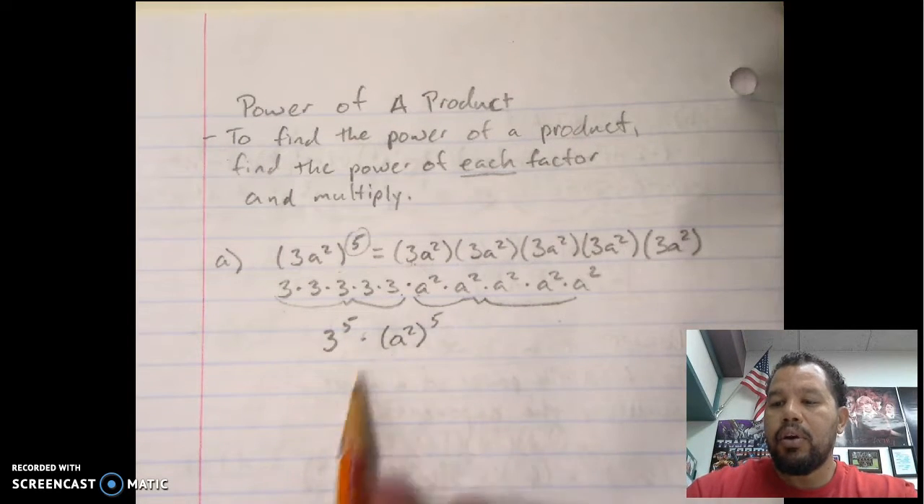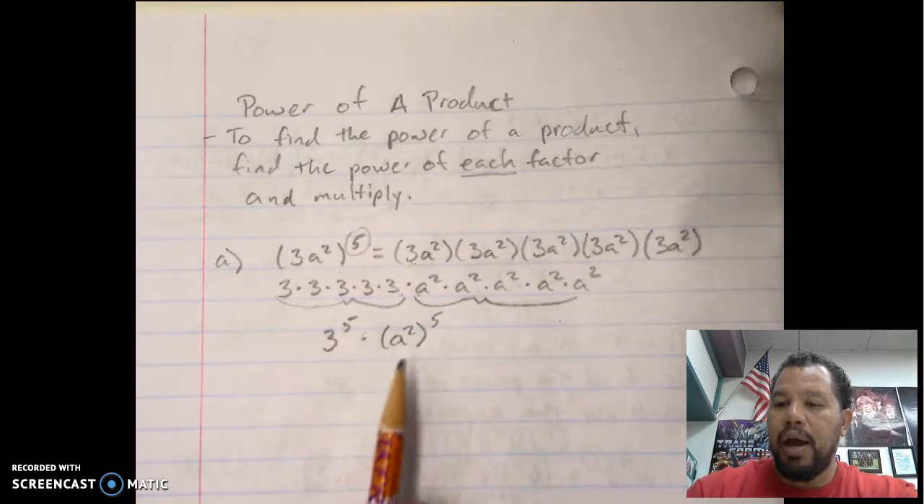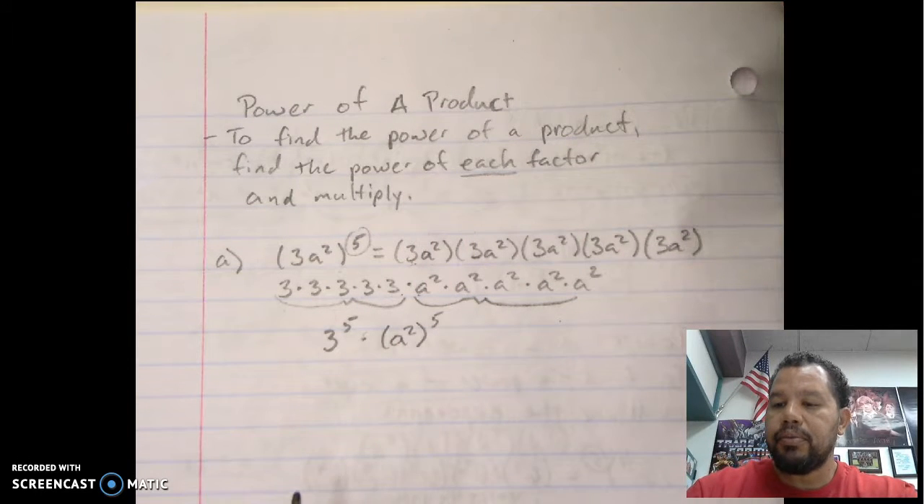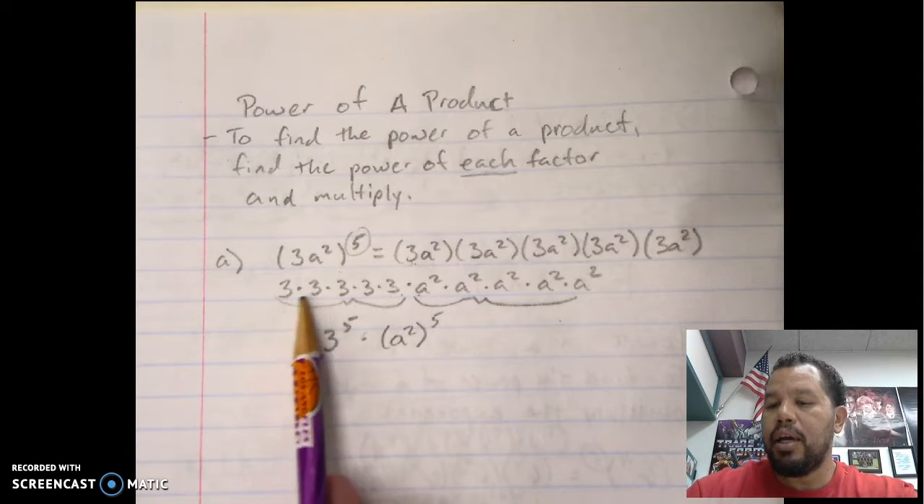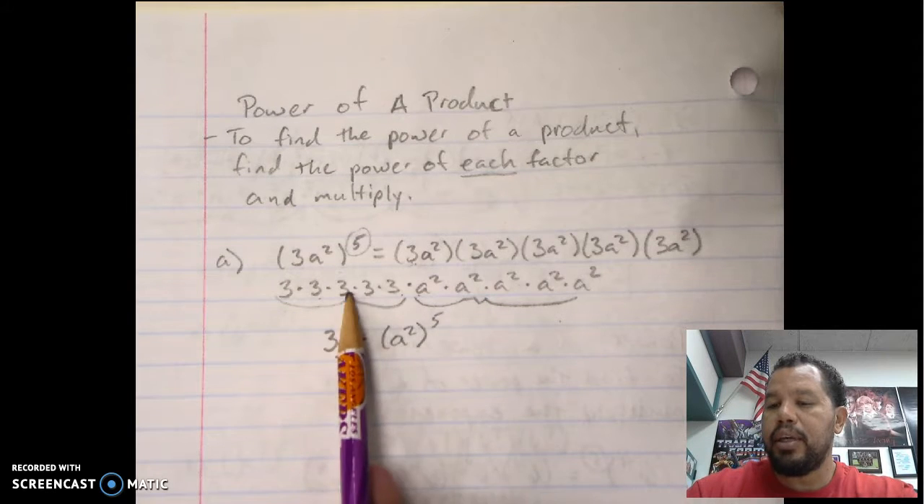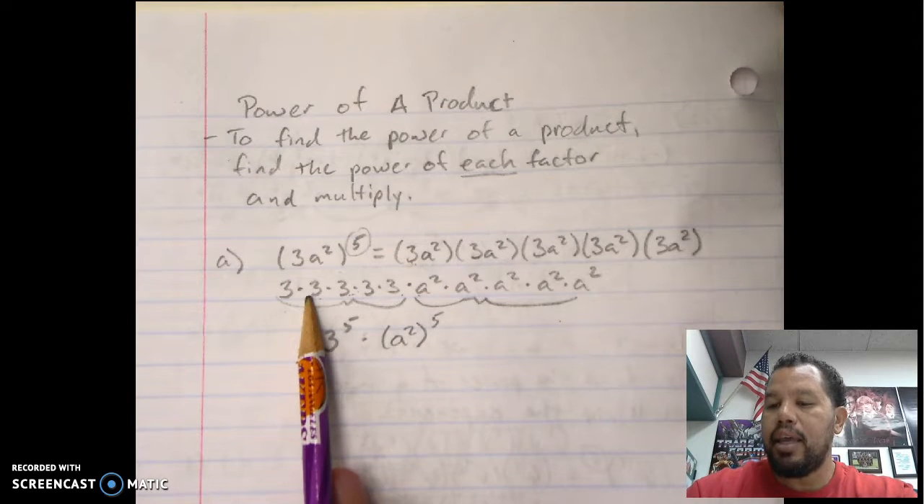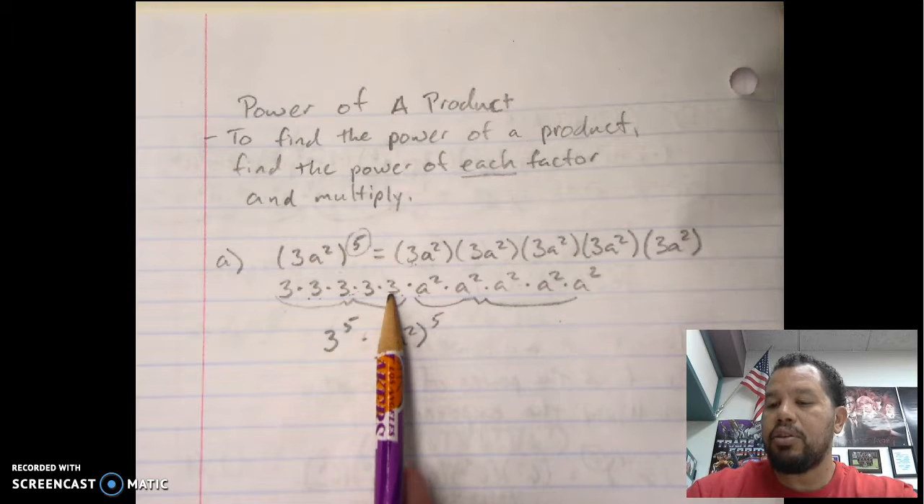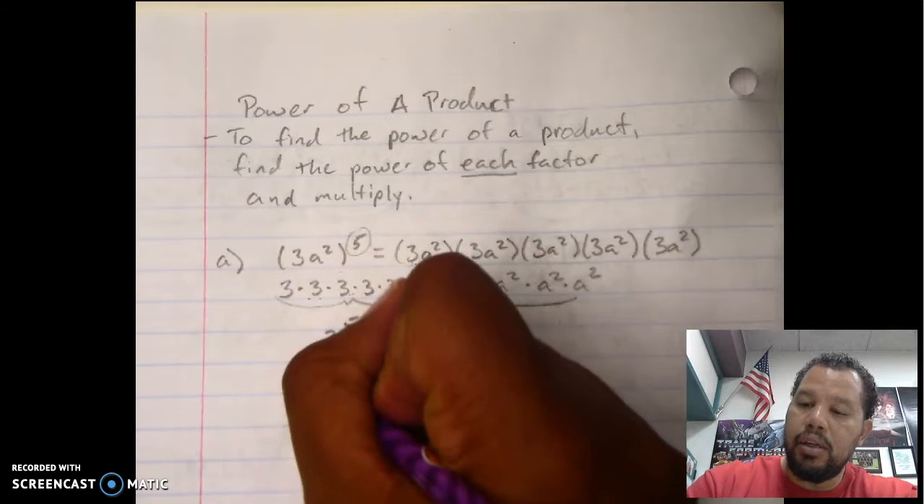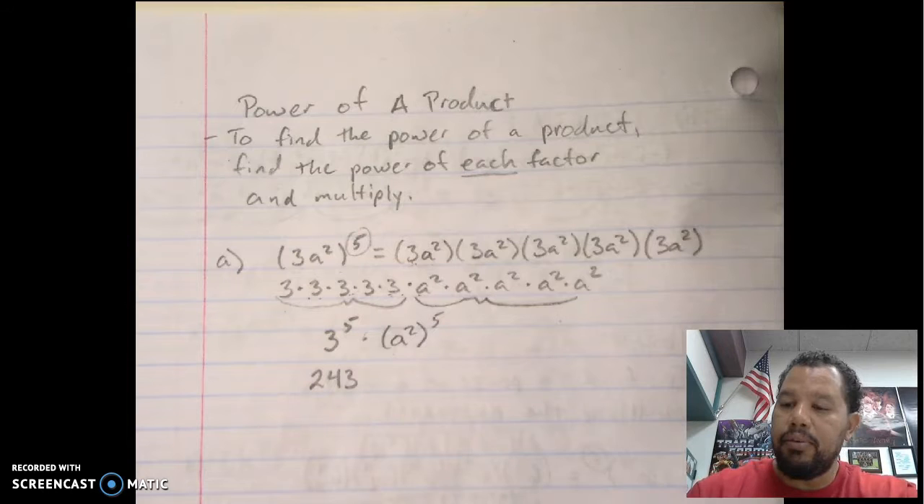So here we're going to go ahead and apply the powers to each factor, and we're going to multiply. So 3 to the 5th power, we multiply that out, whatever that is. 3 times 3 is 9. I have 3 times 3 again, so 9 times 9 is 81. 81 times that extra 3 is 243. So I get 243 here.